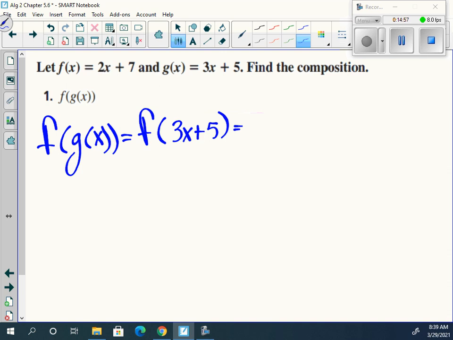But we get this part here. Now we're going to take f of 3x plus 5. So we're going to plug 3x plus 5 in for x, every x that appears in f of x. That would give us 2 times 3x plus 5, plus 7. So we're plugging that in for every spot where x is. Any questions on this so far?